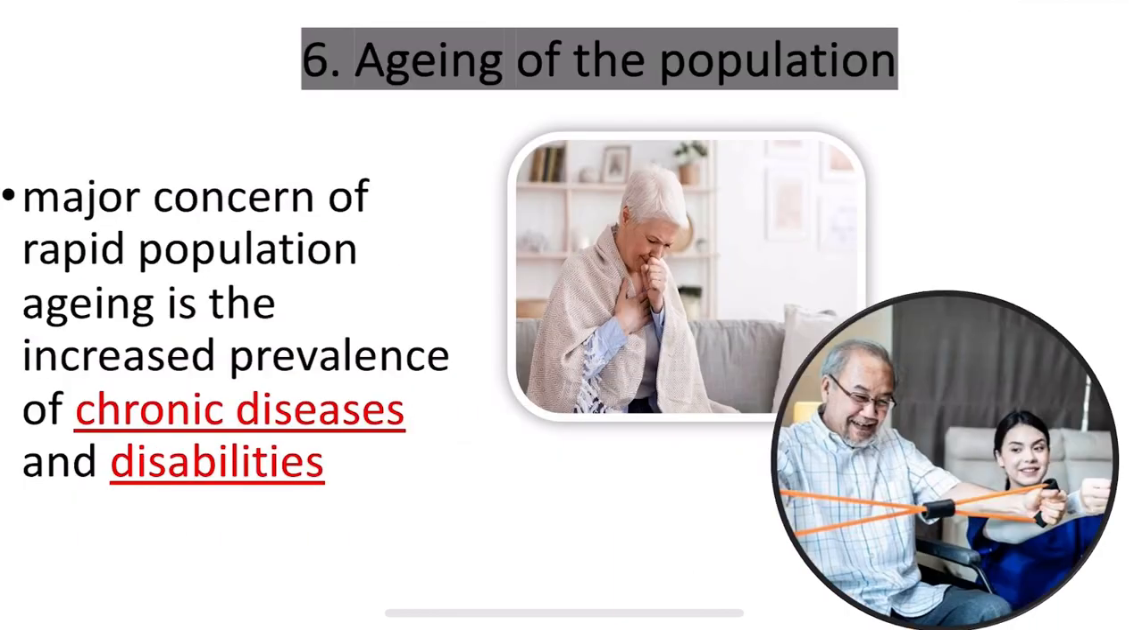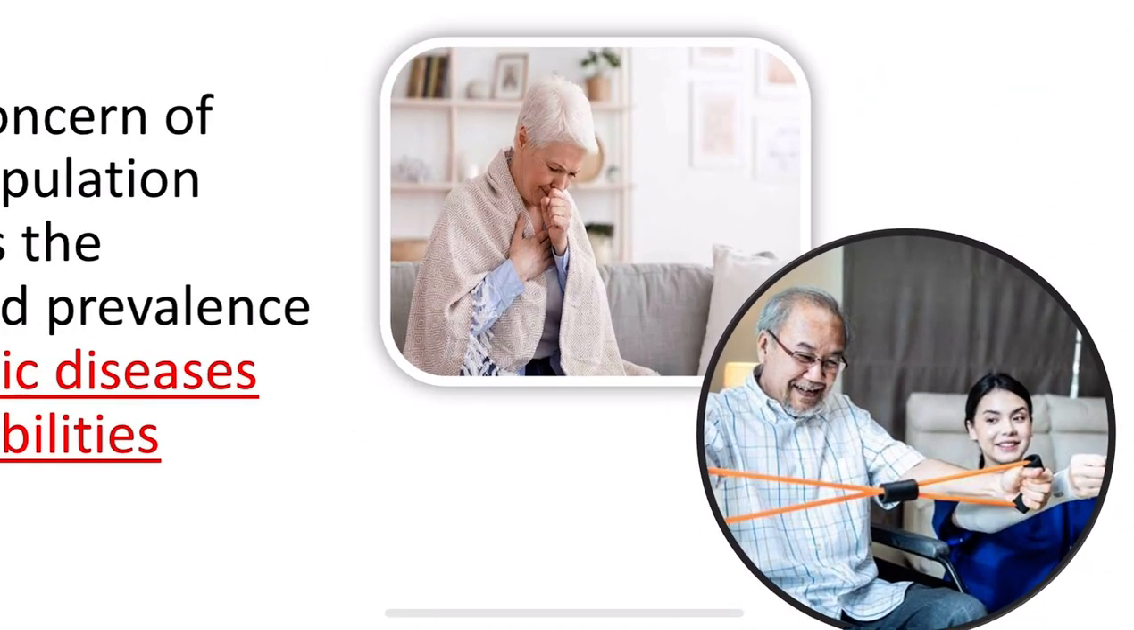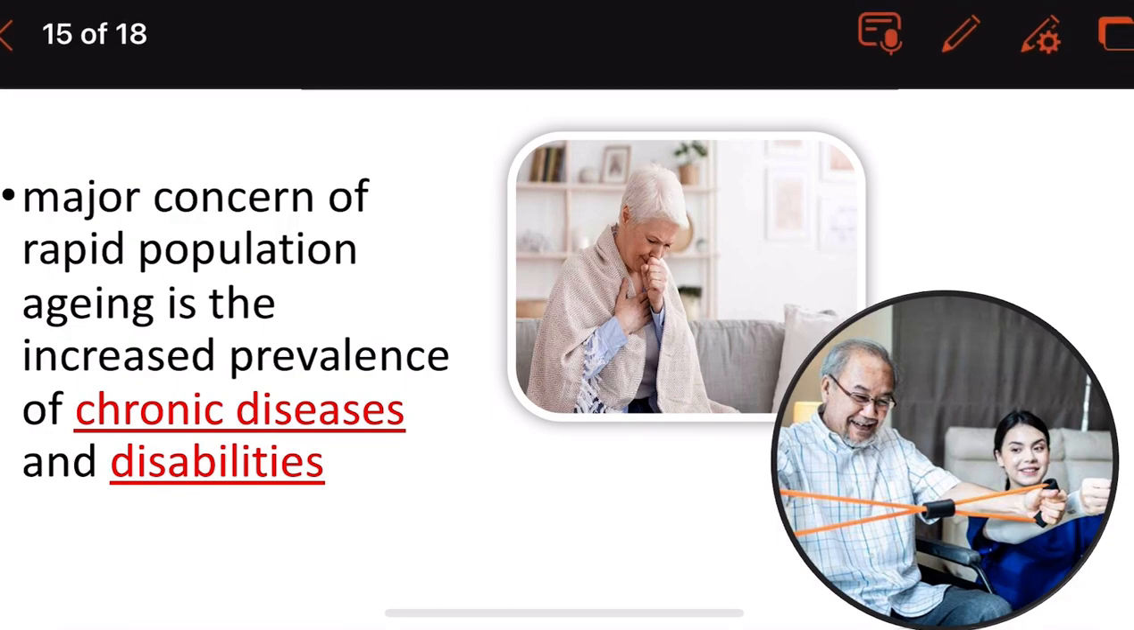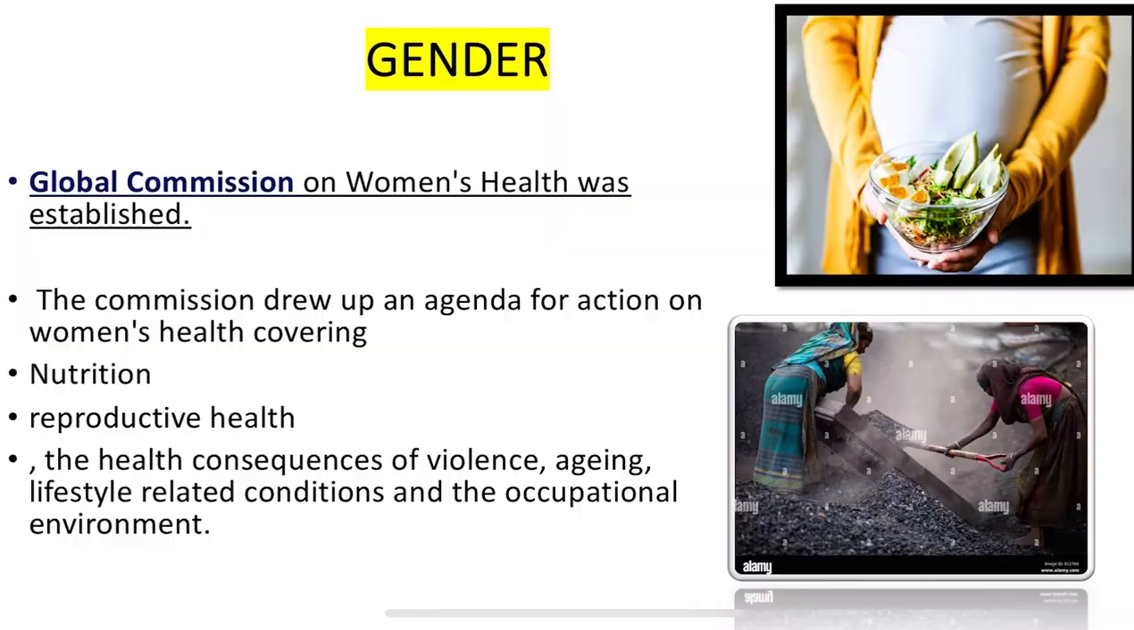Moving on, the aging of the population. Major concern of the rapid population aging is there is increased prevalence of chronic diseases, and also there are disabilities. All this is causing a lot of problems. So this is a concern, guys, a major concern. There is more aged population. The country is dependent on the working population. And the chronic diseases are increasing, disabilities are increasing. So we are trying our best to provide the healthcare services, but it is a major factor which is influencing the health in the aged population.